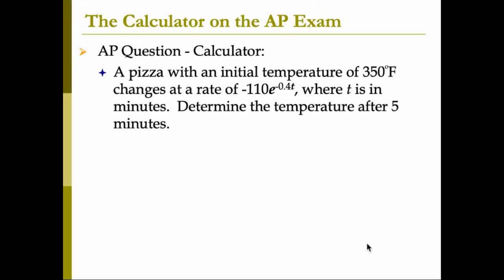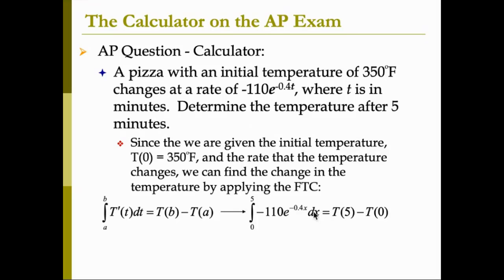A pizza with an initial temperature of 350 changes at a rate of this. Determine the temperature after 5 minutes. So this is our initial, and actually we're going to integrate this. If you integrate this, it's going to determine the total amount of temperature change from 0 to 5, okay? And then don't forget, we're starting at 350, so we have to subtract this. This is negative, so 350 minus the total amount that it changes. So if we integrate this from 0 to 5, it'll give us the total amount it changes, so we're going to subtract that from 350, and it's going to tell us what the temperature is after 5 minutes.